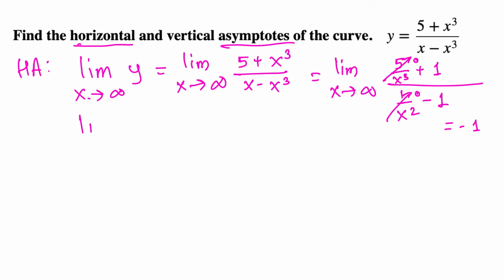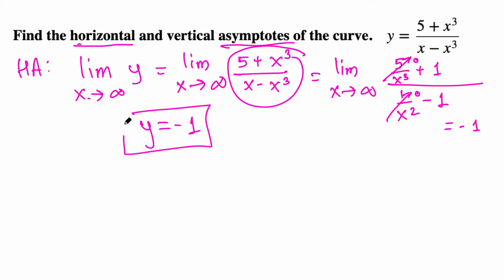And we need to see what happens when x becomes very small. But since this is a rational function, meaning a polynomial divided by another polynomial, regardless of x going to plus infinity or negative infinity, we get the same value. So there is only one horizontal asymptote. So y equals negative 1 is the only horizontal asymptote for this function.